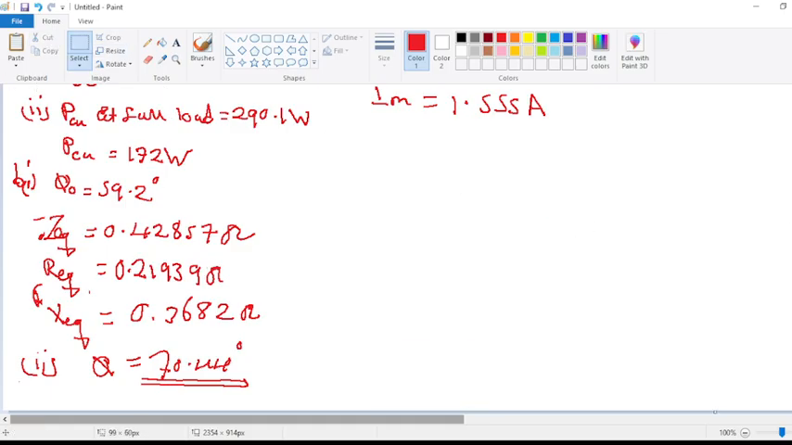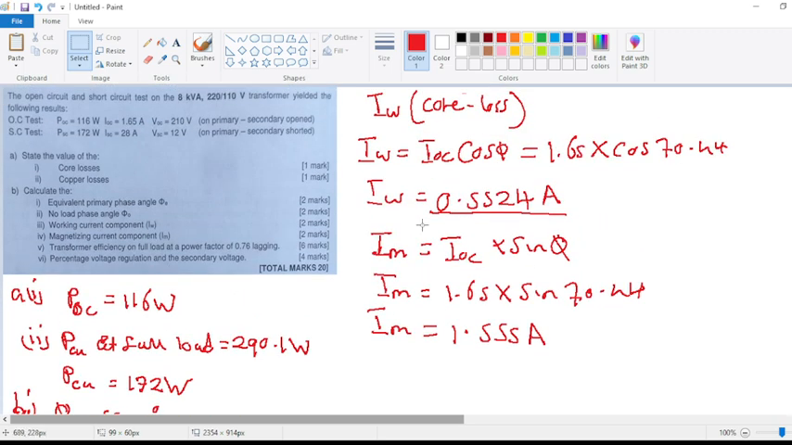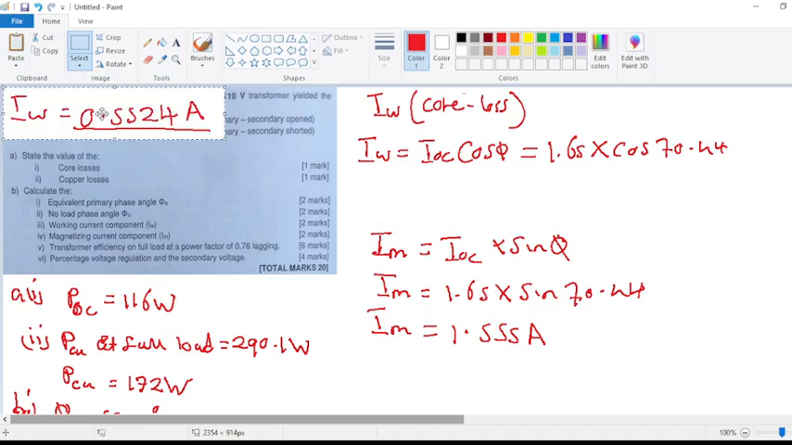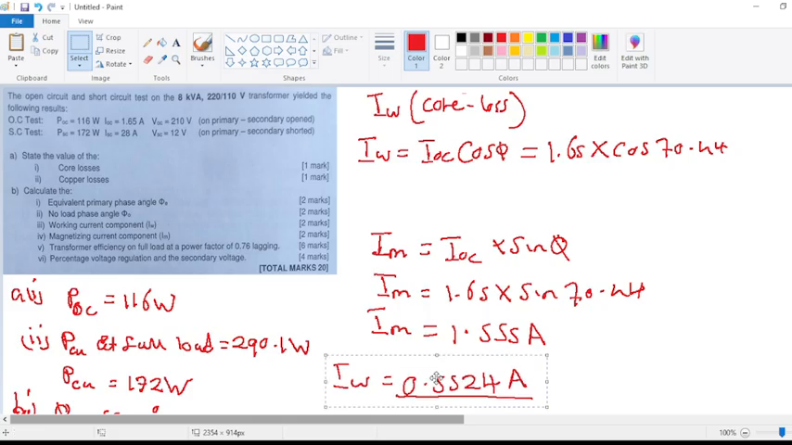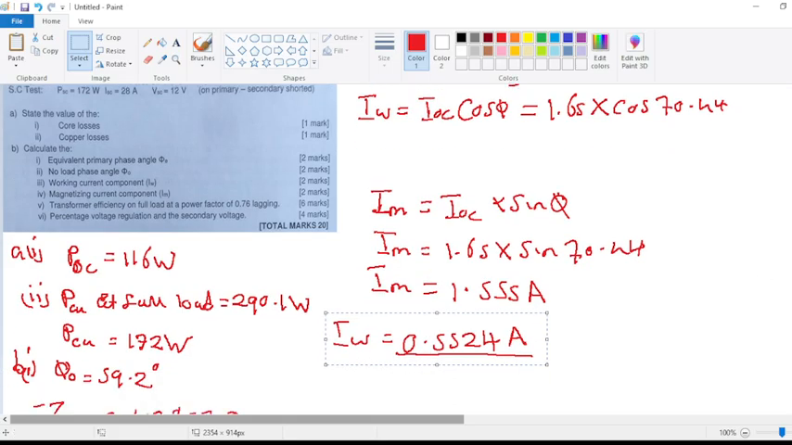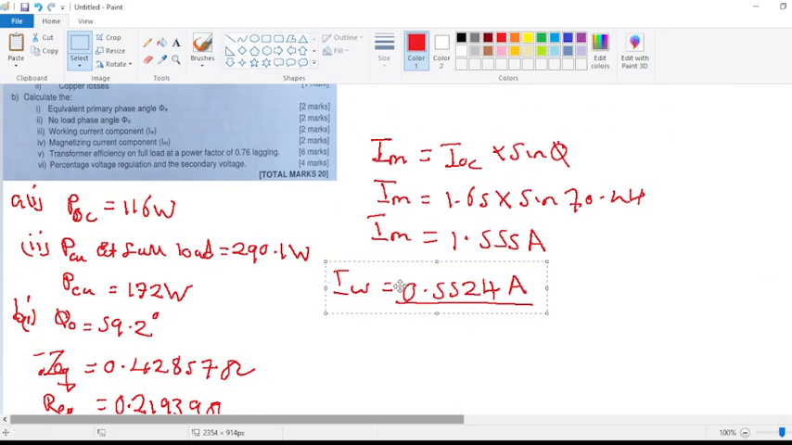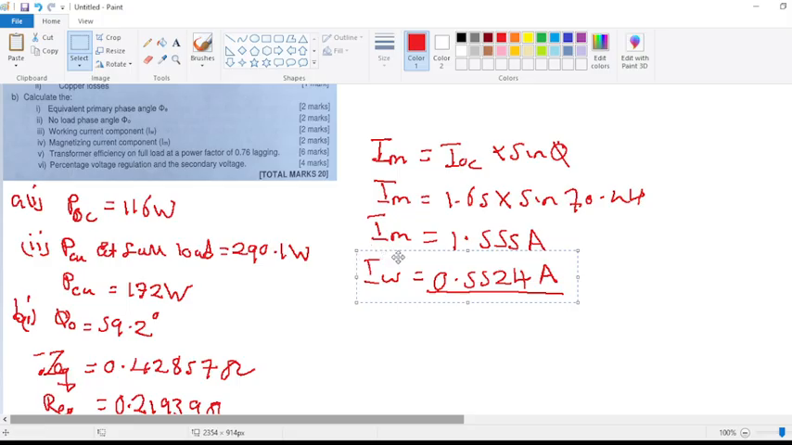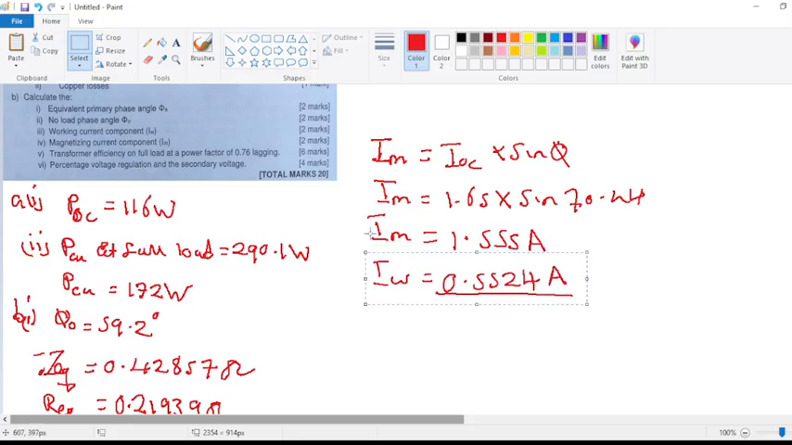Okay, so the working current, so the magnetizing current and the working current. So I'll get the two. These are the important answers we want.